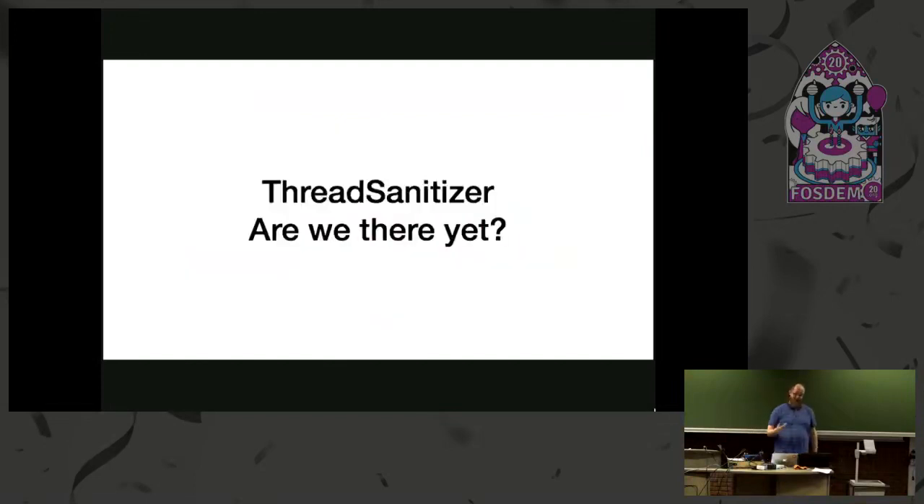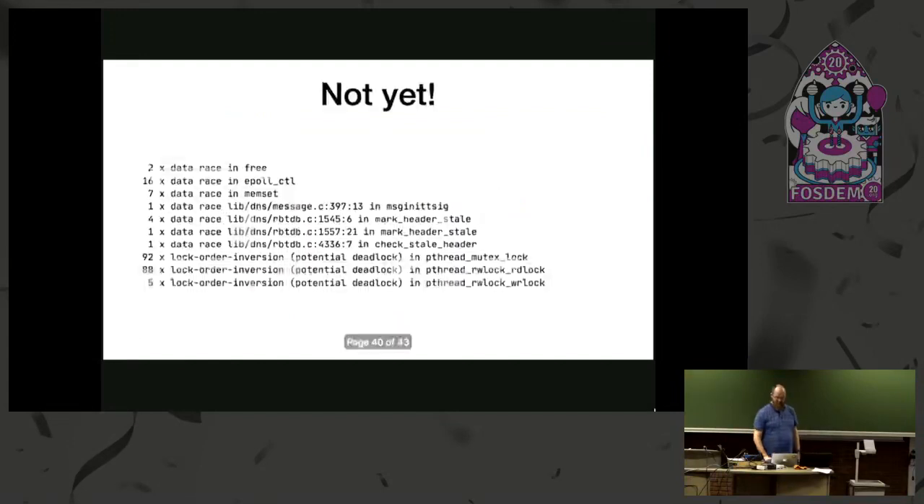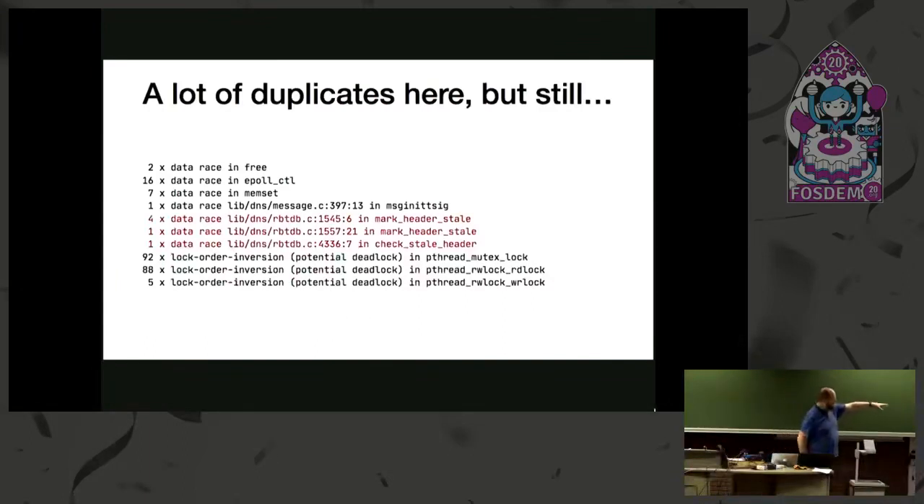So are we there yet with the thread sanitizer? Not yet. This is the current result on the BIND master. There are 10 distinct warnings from the thread sanitizer, but there are more than 200 different paths to the warnings. There are a lot of duplicates, like these 6 errors are probably the same one, and in the log ordering there are probably also a lot of duplicates. So it's not that many bugs, but we are not there yet.